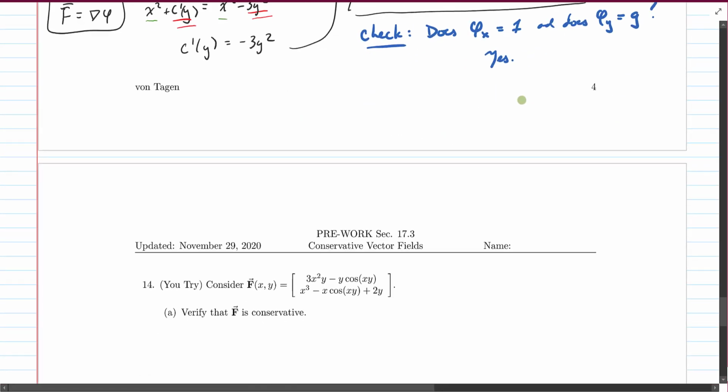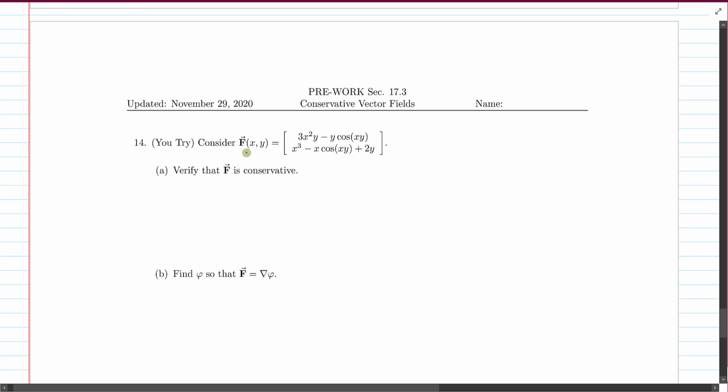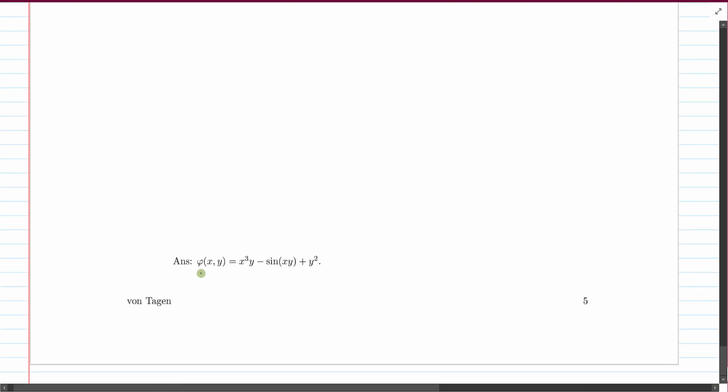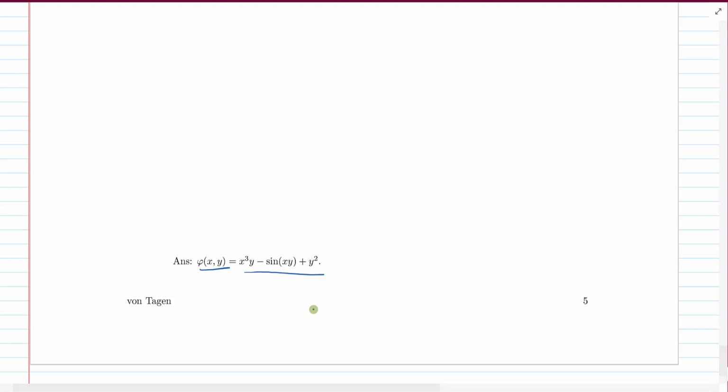I'm going to let you try it in the problem below. I've given you some vector field, and I want you to first verify that it's conservative. That's just some more practice with that. But then I want you to find the phi that would be the potential function to generate the vector field f. So go ahead and give that a shot. I'm not going to give you the solution to that, but I am giving you the answer. You should find that phi of x y is equal to this expression here.